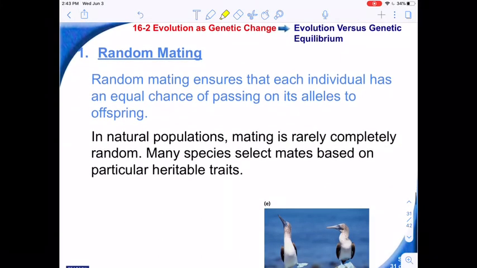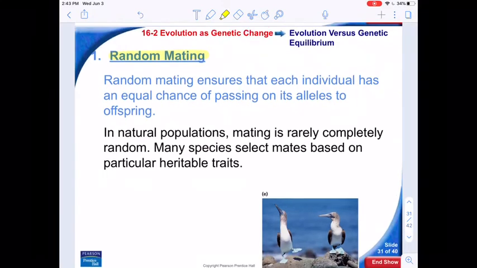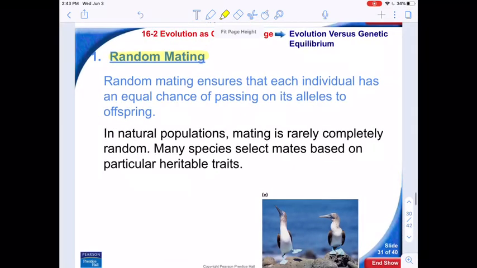One of the first reasons that we need to maintain for genetic equilibrium is random mating. So random mating ensures that each individual has an equal chance of passing on its alleles to its offspring. There's no one reason why a certain male member of the species would be able to get a mate over another male member of the species. And if it is random whose mates are choosing who, then evolution will not occur. However, if there is a reason why one particular male is being chosen over another, that will drive change and that will not contribute to equilibrium.